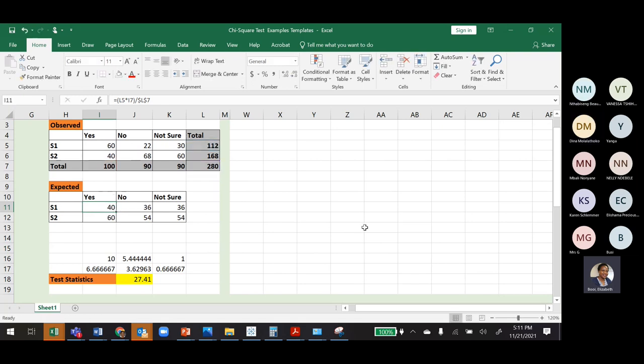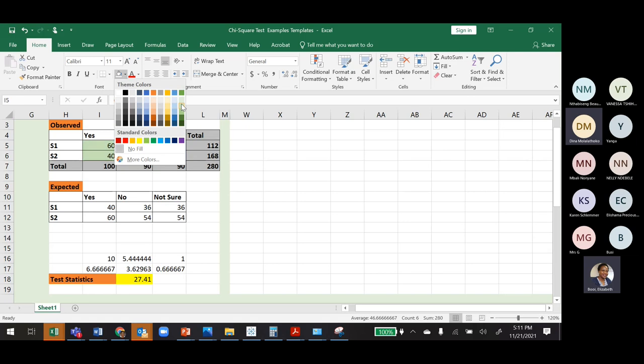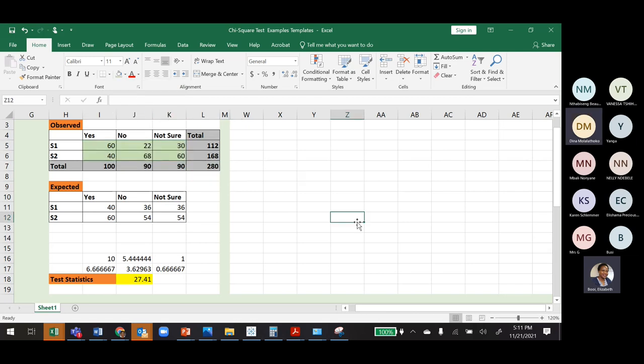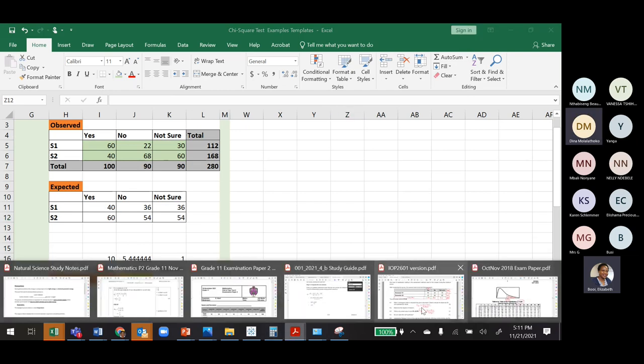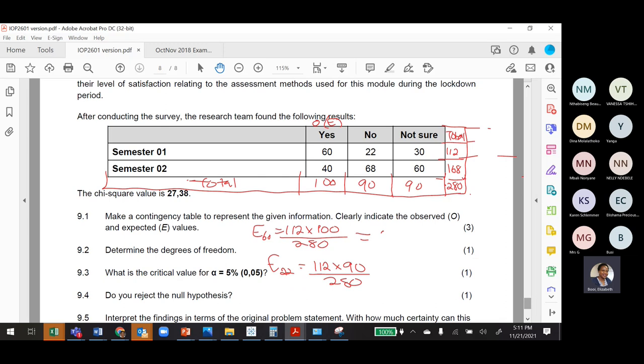So automatically the template does the calculations for you. All you need to do is feed it this information. The only thing that you need to populate is just that information, and then it does all the calculations. So there is your expected value, which is 40. So in terms of our question, that was 40.